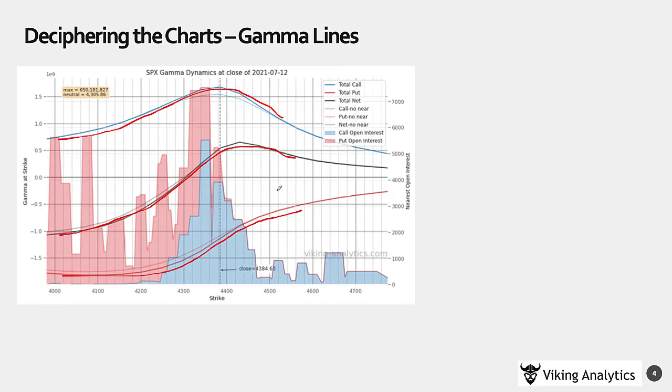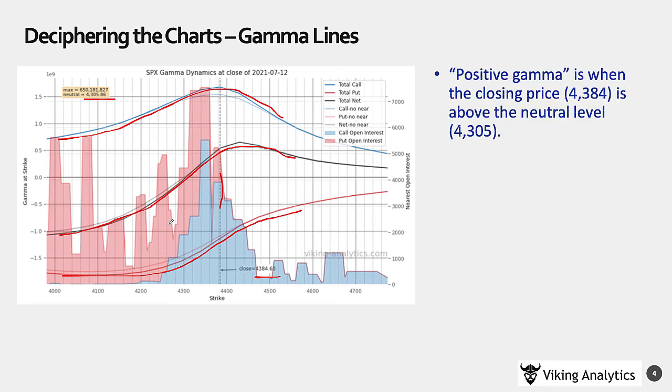Now going back to the gamma exposure, one of the main things we want to look for is when the closing price level, in this case 43.84, was above the neutral level of 43.05. And so we know that in this case there's positive gamma, and we tend to have a mean-reversion environment. When gamma is positive, the market will tend to have lower volatility, shown by the scatter plot on the prior page.